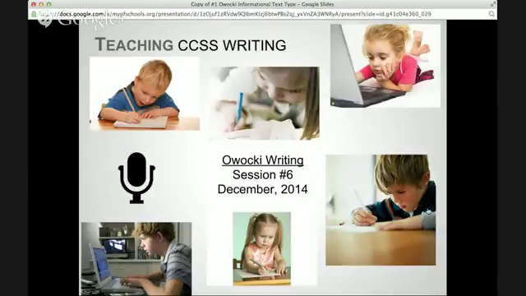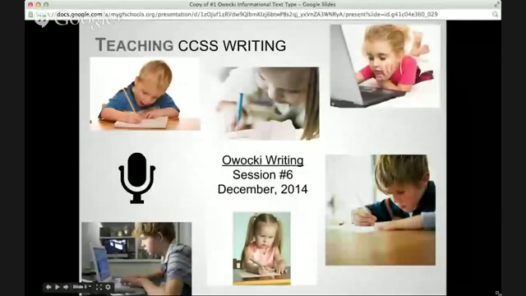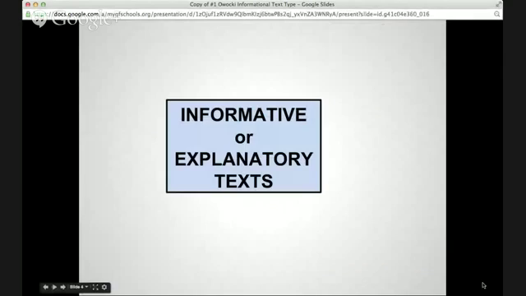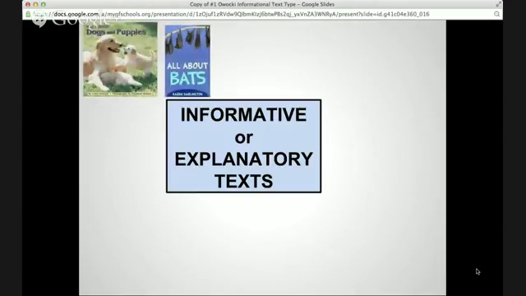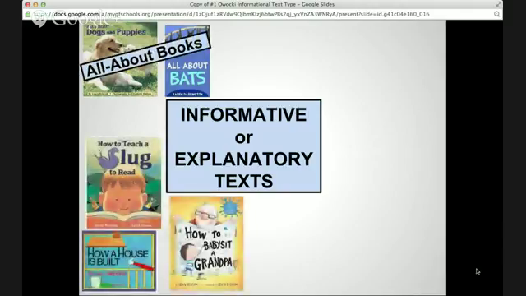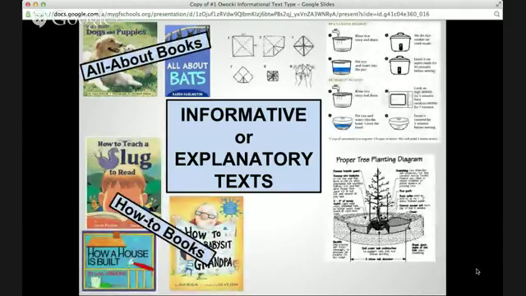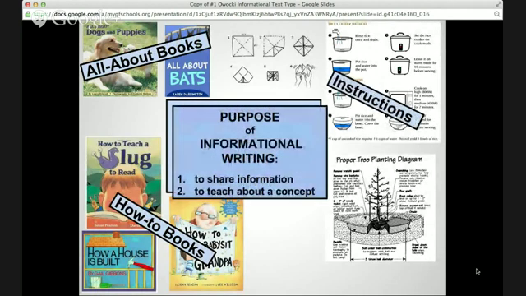So this is session 6, and it is teaching Common Core writing, and the total focus is on informative or explanatory texts. And you're very familiar with the variety of formats that kids read, that you read to kids, and that we want kids to write. The all about books, the how-to books, instructions and directions, all of them where the author tries to share information or teach about a concept.